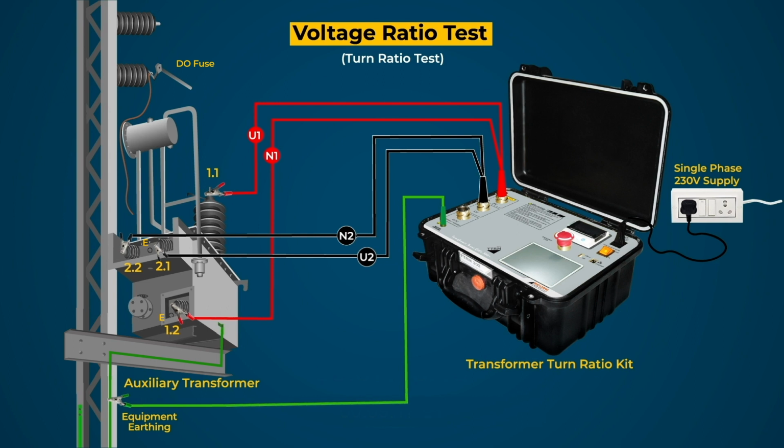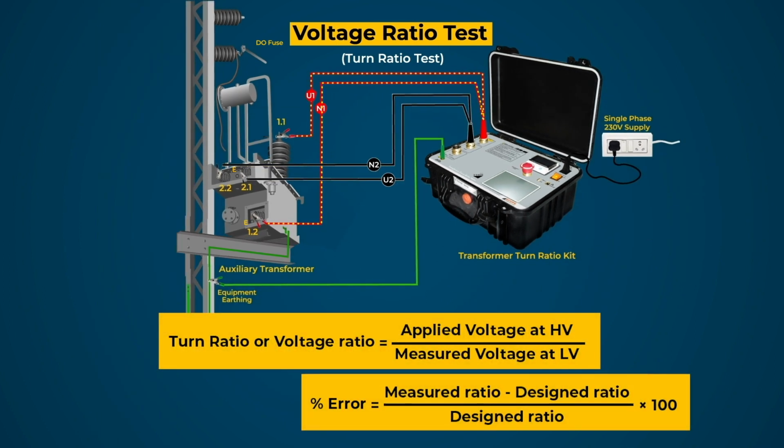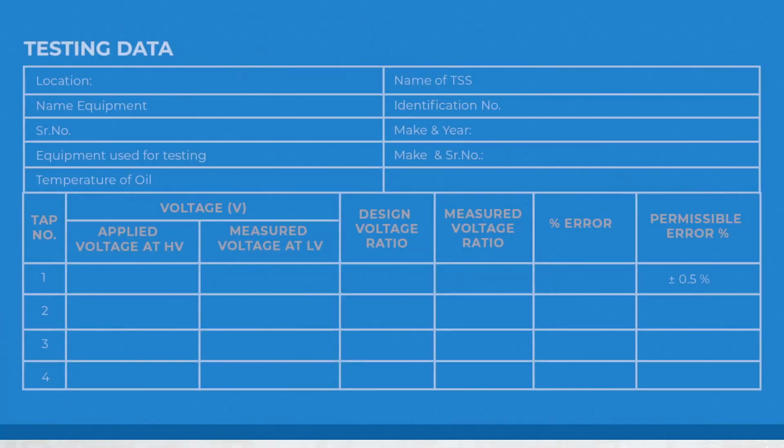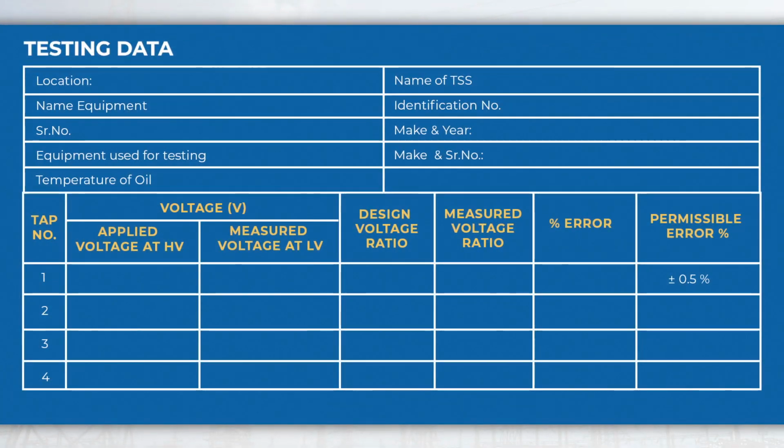After that, check all the connections and switch on the single phase AC supply. Now 230 volt AC voltage is injected to HV winding and a voltage is induced in LV winding, which is measured by test kit, and kit calculates the turn ratio and percentage error. Conduct the test for all the taps of AT. Testing data may be recorded in this format for further investigation and future reference.